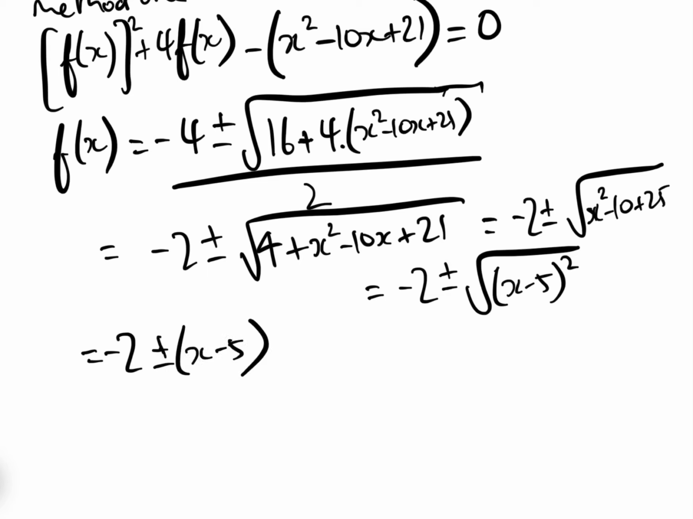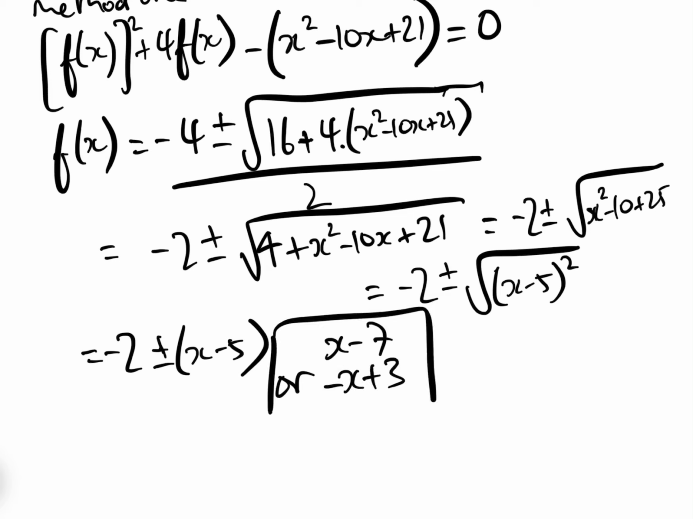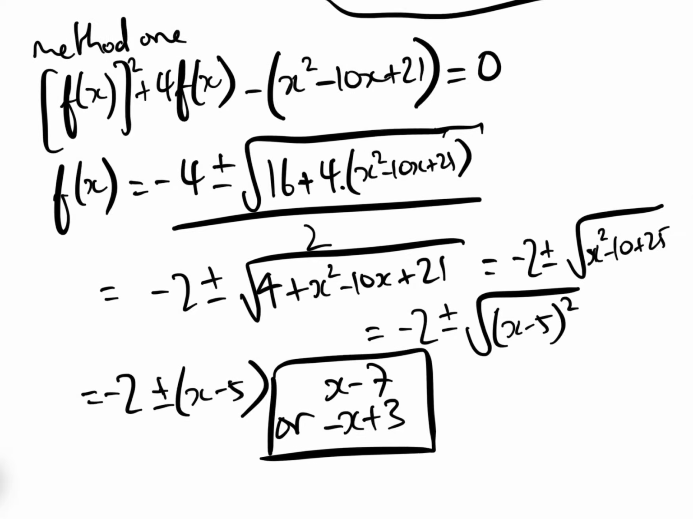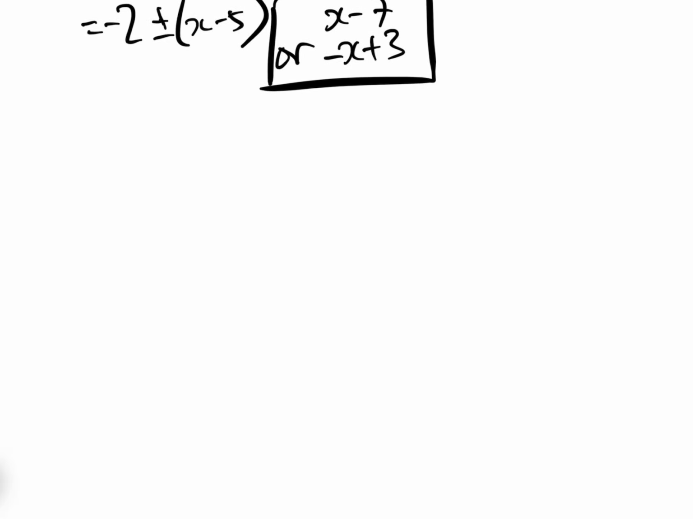So if we have minus 2 plus x minus 5, that gives us x minus 7. And if we have minus 2 minus x minus 5, that gives us minus x plus 3. And they are the two solutions. Now that's method 1. Okay, well let's have a look at method 2, which again is completing the square, and again is a little bit quicker.